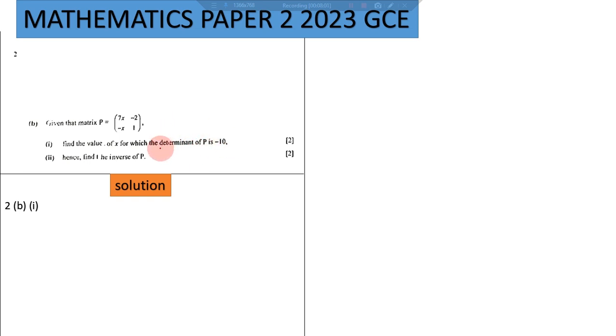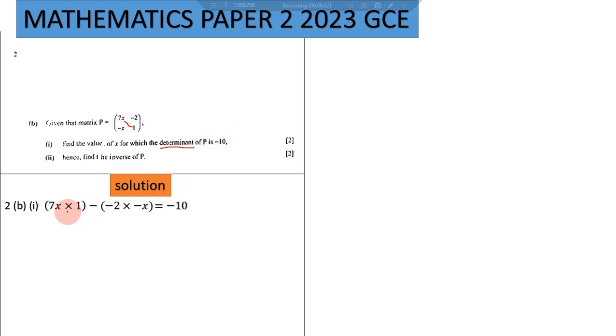So long as they've mentioned the word determinant here, it means they're requiring us to use the formula for determinant. Normally for the determinant, we multiply the values that are in the major diagonal. So 7x and 1 are in the major diagonal. So it is the product of the major diagonal minus the product of the minor diagonal. The product of the major is 7x times 1. The product of the minor diagonal is negative 2 times negative x. So we are subtracting the major minus the minor. This should be equal to negative 10, that is our determinant given.